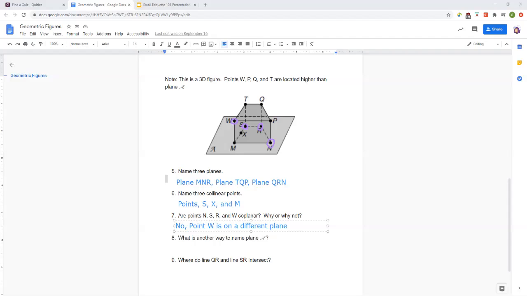What is another way to name plane A? So we already talked about that: M, S, R, and N. You could actually use X too: M, X, N. Just make sure you don't use S, X, M, because those are collinear.